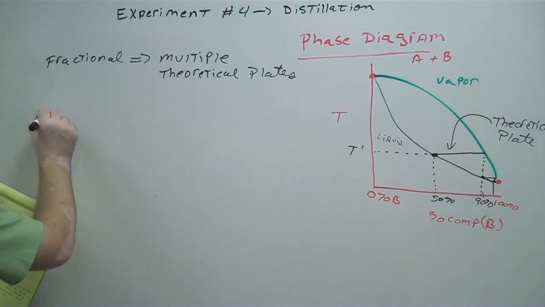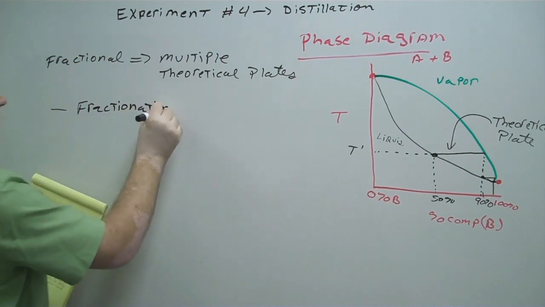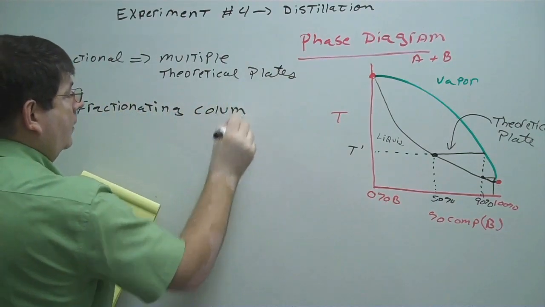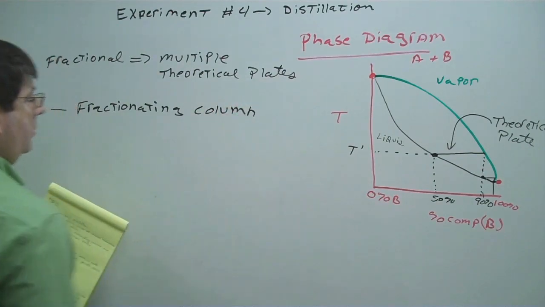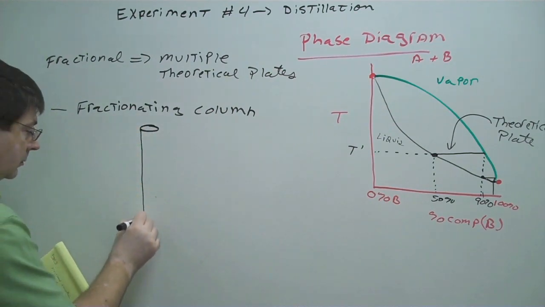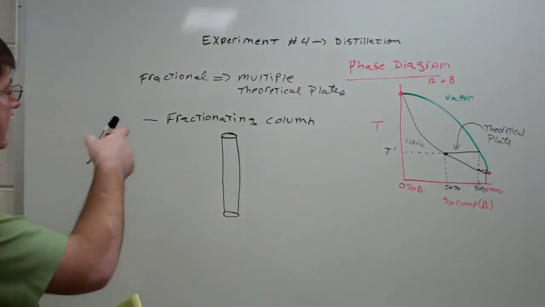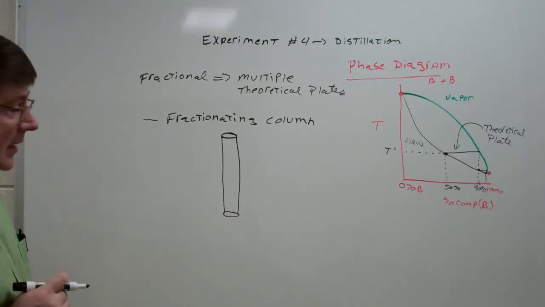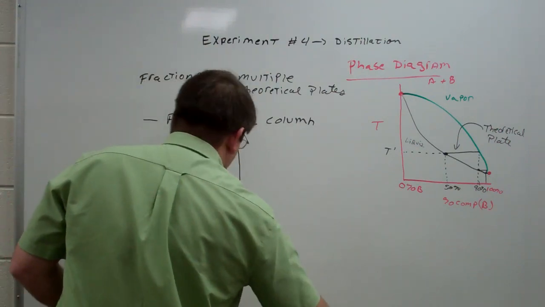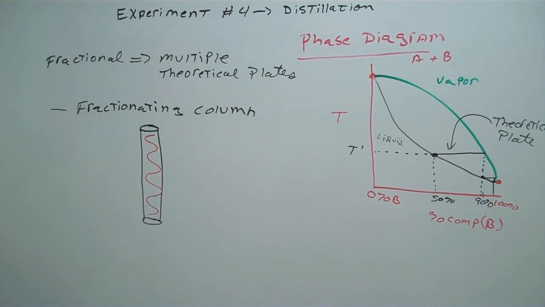And the way that we do this is we use what's known as a fractionating column. You're going to use one of these in lab, and it's just simply a glass column. You're going to use your air condenser from your microscale kit to do this. And inside that air condenser or that glass column, you're going to pack it with some copper wool. And I'm just going to draw that as a squiggly line there. So you've got your fractionating column full of this glass wool.